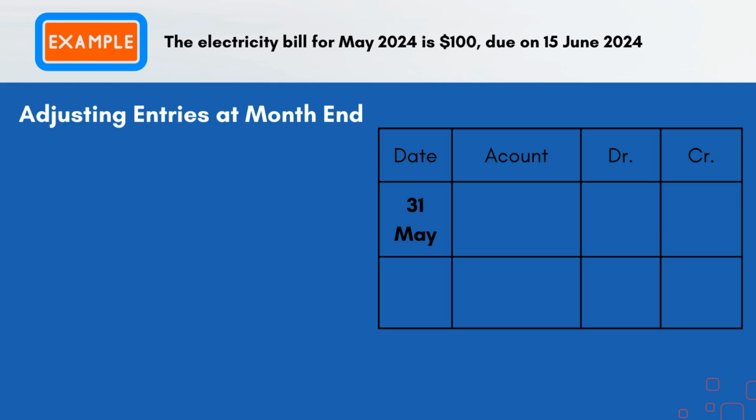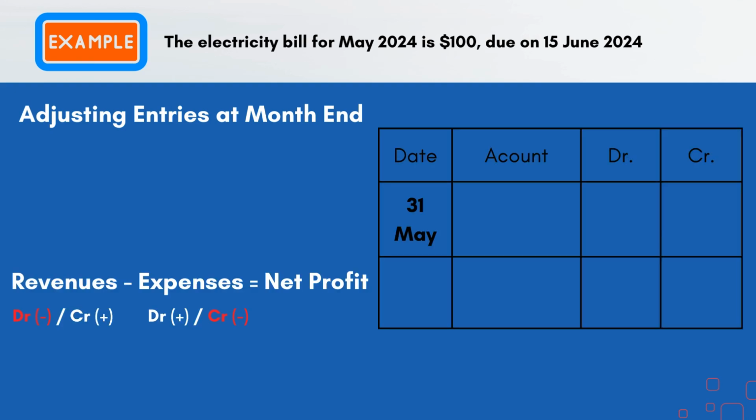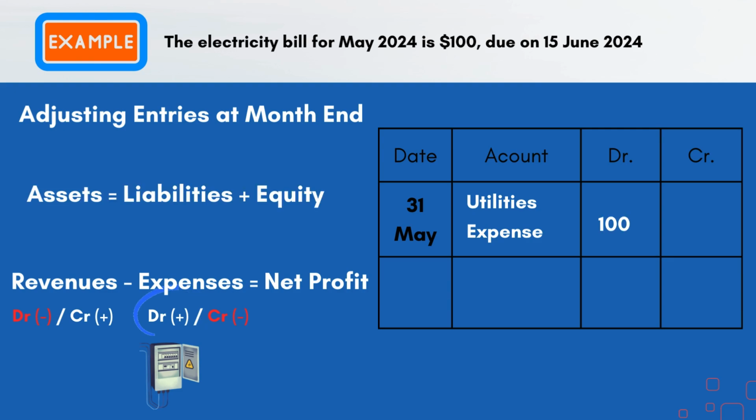During the month of May, the company consumed electricity, even though the payment for it is scheduled for June. To account for this expense in May, we debit the utilities expense account for $100. Additionally, since the company now has an obligation to pay the supplier for the electricity consumed in May, we need to recognize this liability. Therefore, we credit the accrued expenses account for $100.